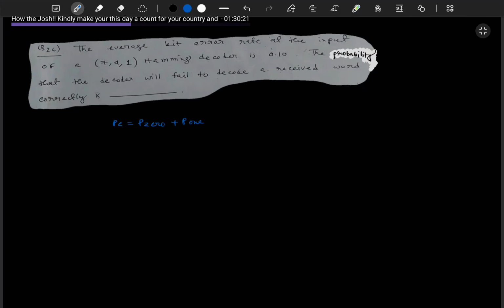Why only are we checking no error and one bit error? Can it vary in a different problem?